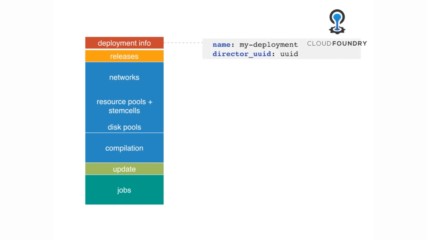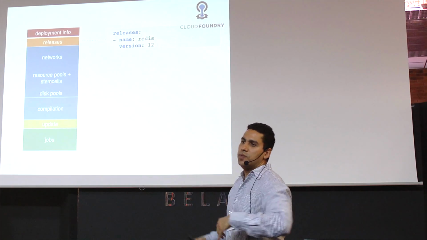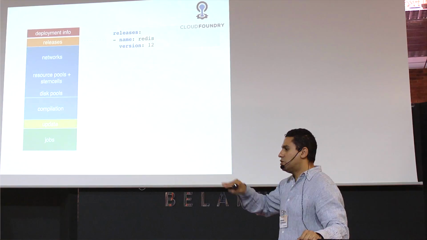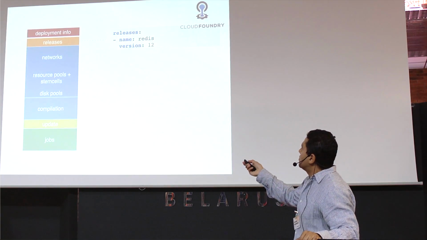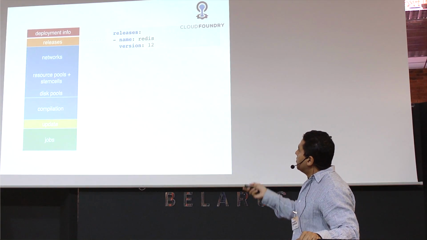This is where you say, hey, this is the name of my deployment and which director I'm going to talk to, right? Because obviously a deployment has to be fixed per director. The releases is where you say, okay, these are the bits that I packaged that I want you to deploy for me. And then you list each one of them, right? And then obviously it has a version and a name.